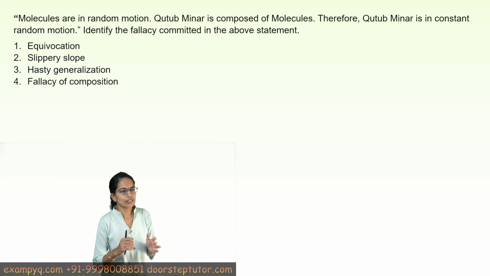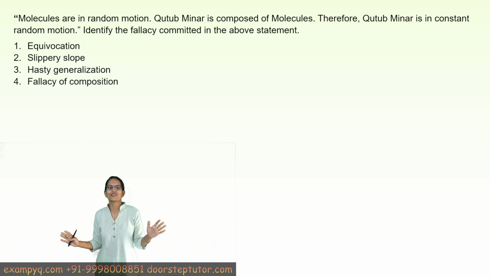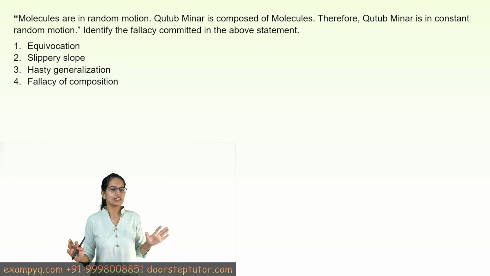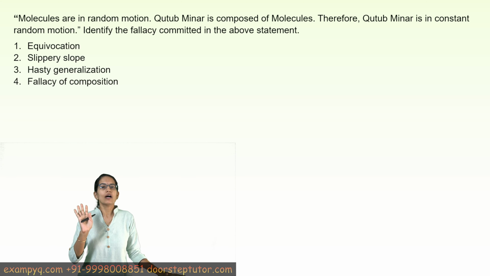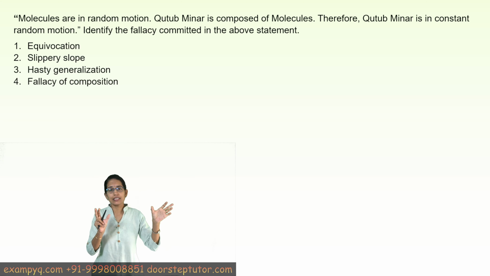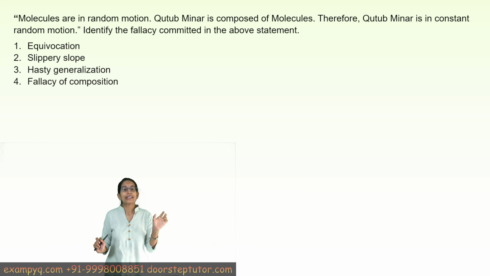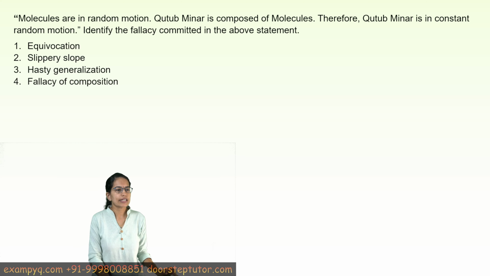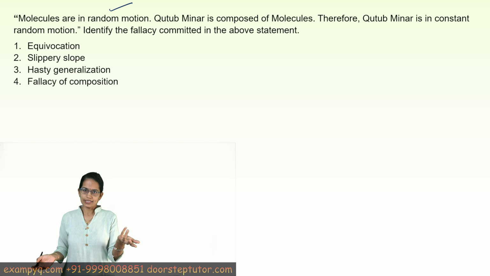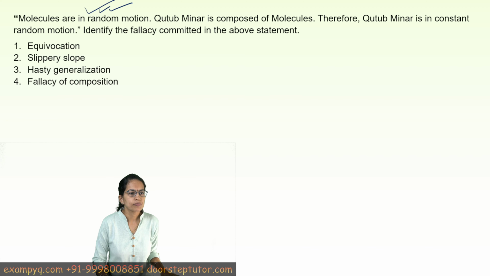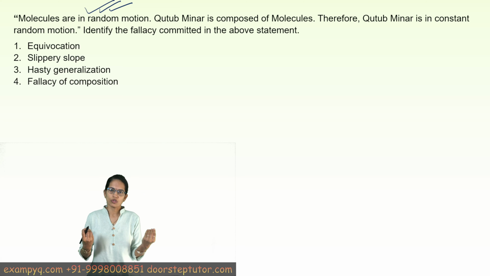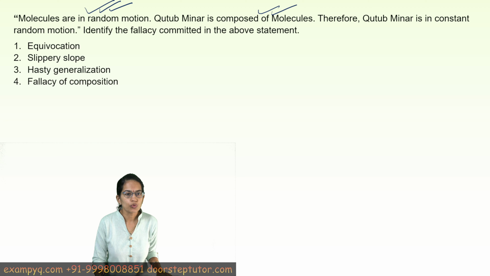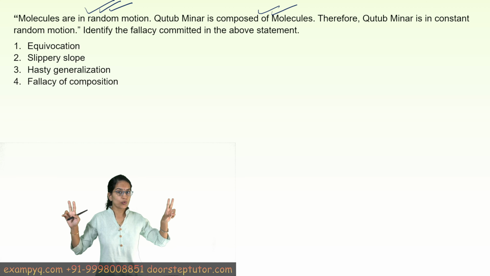Now coming on to the next question. Now this is a really interesting question, a very simple question indeed. So questions on fallacies are asked every time, and this is one of those. Now understand, there are three statements that are given. Let's first take each statement individually. So let me take the first statement. Molecules are in random motion. That's correct, 100% correct. So I say this is a true statement. Now, Qutub Minar is composed of molecules. So everything which is in nature is composed of molecules. So that's again true. Now both these statements are true independently.